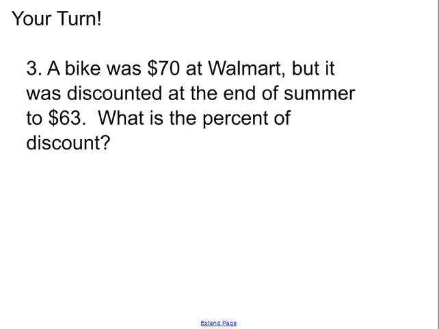Now it's your turn. A bike was $70 at Walmart, but it's the end of summer and they better put it on sale or they're going to be stuck with it. So they discount the bike to $63. What is the percent of the discount?